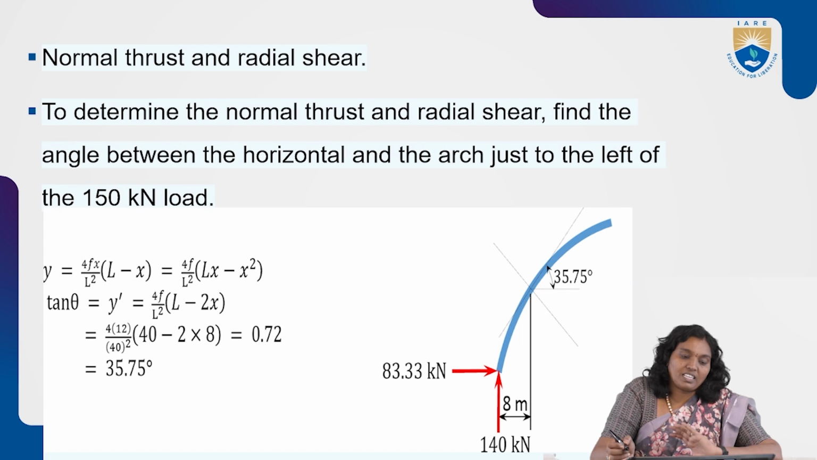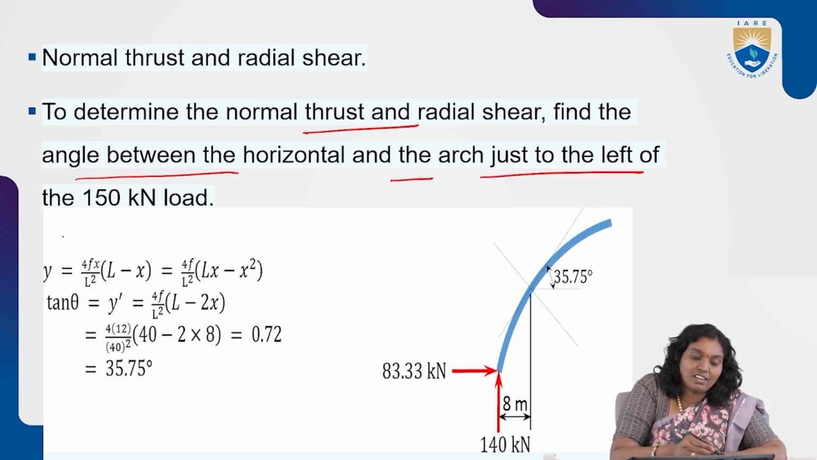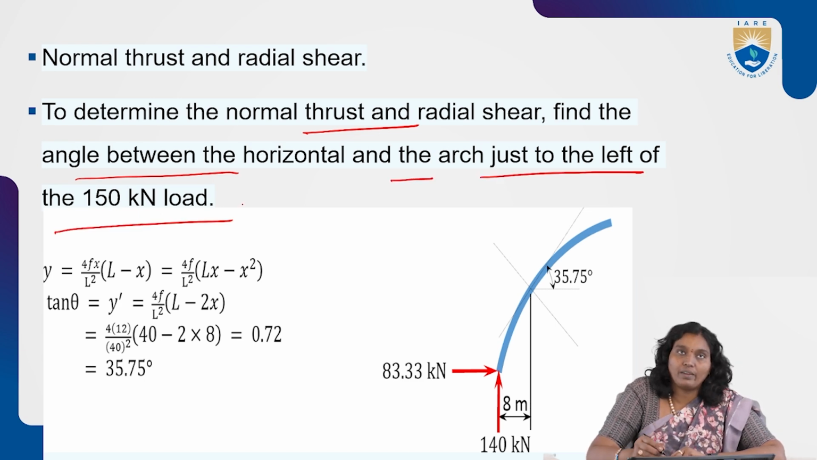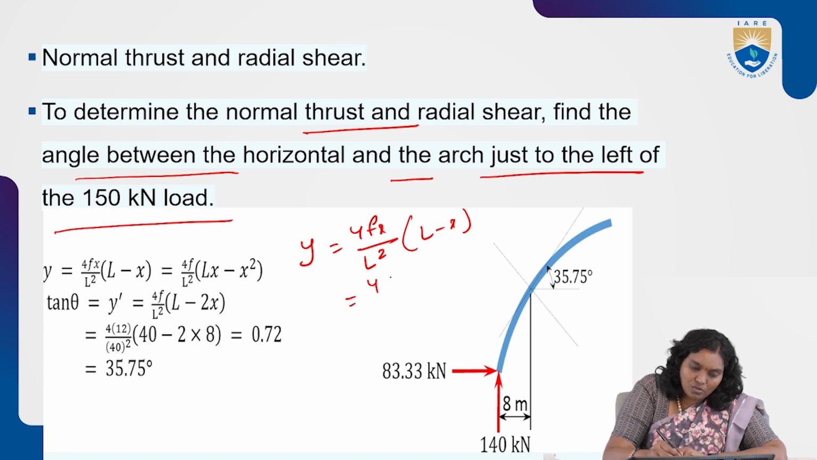Now the normal thrust and radial shear. To determine the normal thrust and radial shear, find the angle between the horizontal and the arch just to the left of the 50 kilonewton load. Here we know the formula, 4 pi x, since it is a parabolic arch. So we apply the formula and substitute the values in that particular formula.